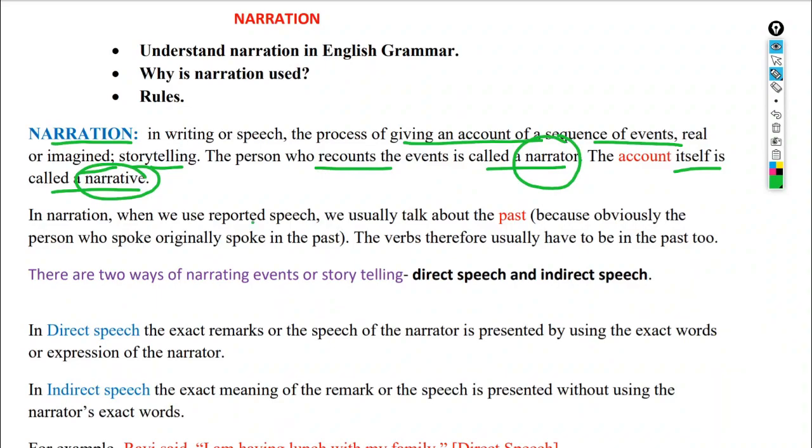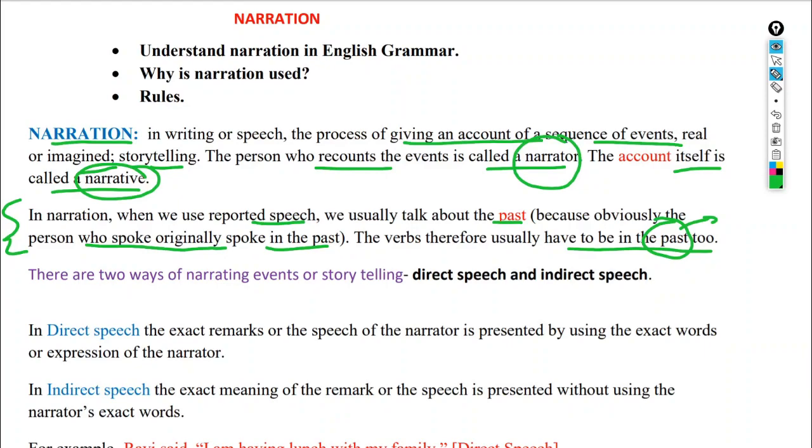In narration, when we use reported speech, we usually talk about the past, because obviously the person who speaks originally spoke in the past. The verb therefore usually has to be in the past too. So this is the simple theory here, my dear children. When you are talking about the narration, we particularly talk about the past tense, because when something is told, it may be the immediate past or the remote past. Therefore the verb is past tense, which means we are talking about a past event.